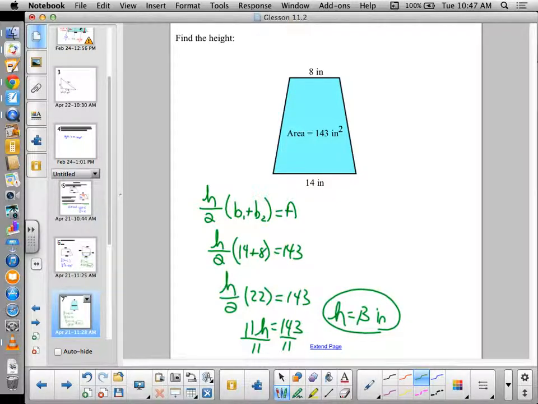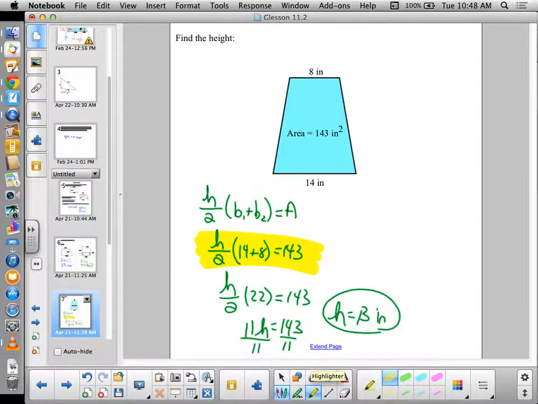Notice the height would not be 13 inches squared. The height's just a length measurement. It's not units squared, it's just straight units, right? Now, part of the challenge here for some people is, okay, I can get it plugged in there, but I don't know how to handle the algebra for that. Yeah, that's going to be tough.